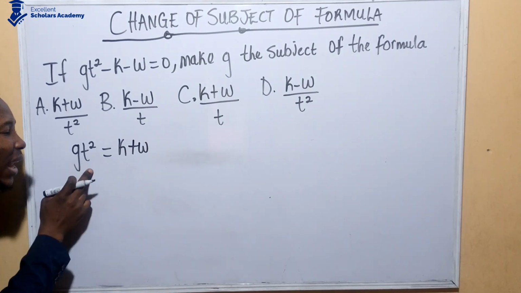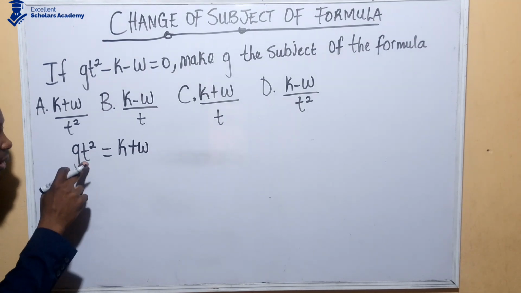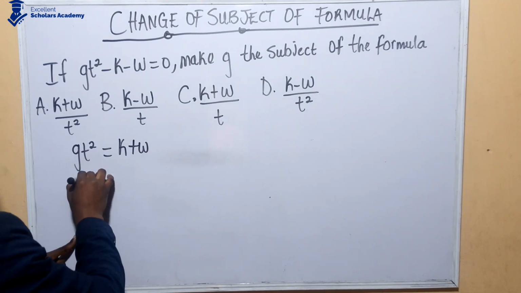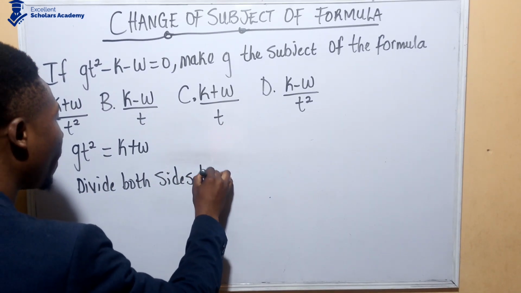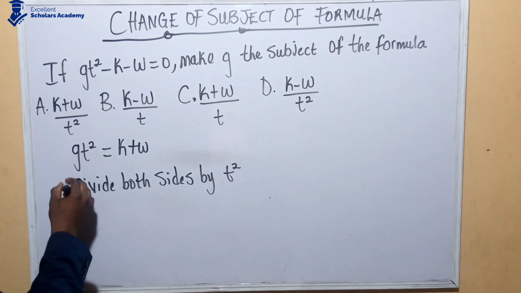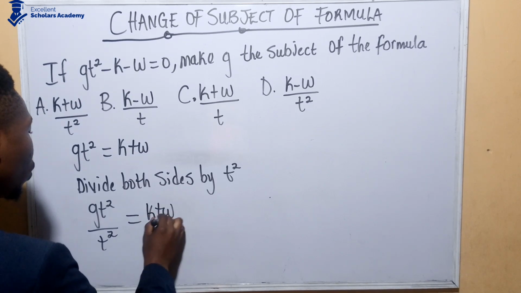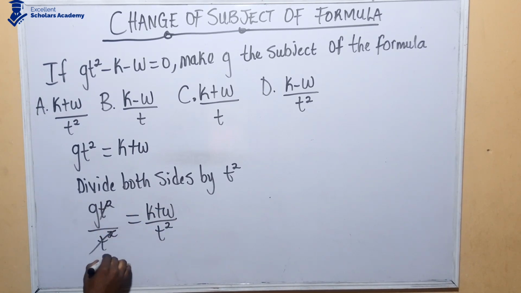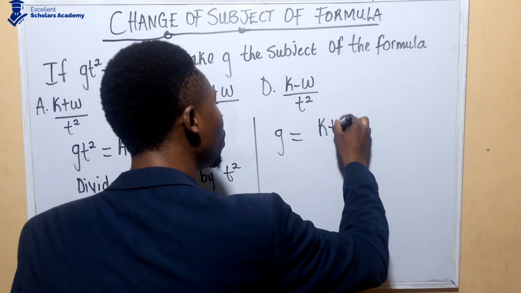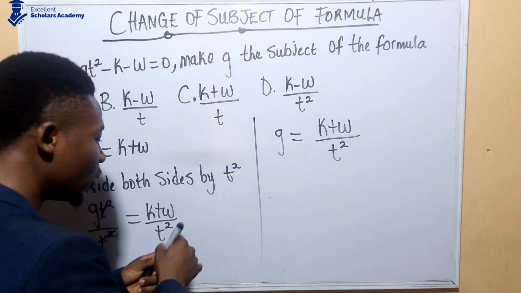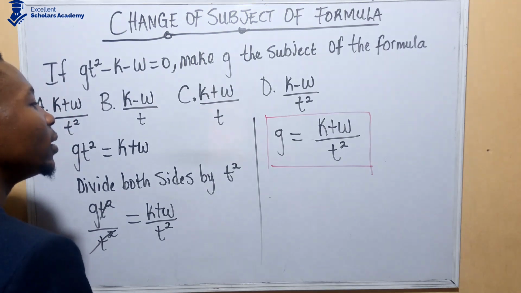The last thing obstructing G from standing alone is this T squared. So we divide both sides by T squared. That becomes GT squared over T squared is equal to K plus W over T squared. Now, T squared takes away T squared, and you're left with G is equal to K plus W over T squared. So this will be our subject of formula.